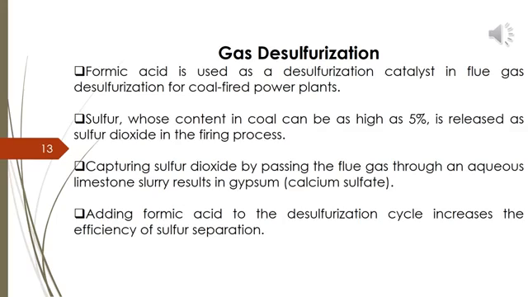Adding formic acid to the desulfurization cycle increases the efficiency of sulfur separation. If we add formic acid where we are doing the desulfurization, the efficiency of the sulfur separation will be increased.